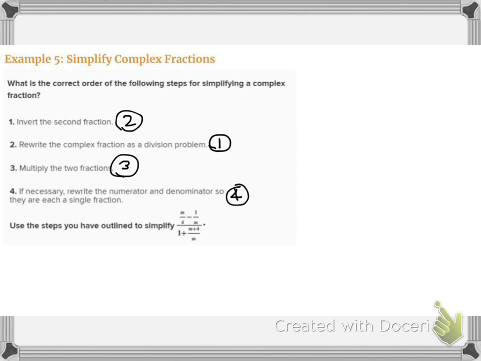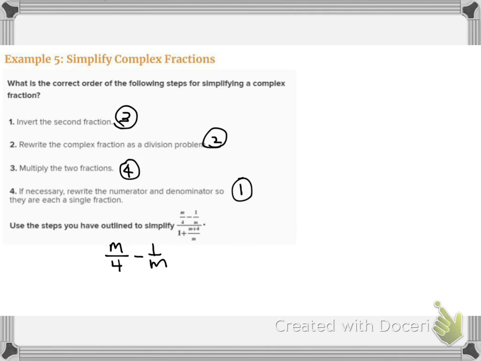Let's tackle this advanced complex fraction problem. I did my steps out of order. We need to rewrite the numerator and denominator so they're a single fraction before we begin. Then we'll rewrite it as a division problem, invert the second fraction, and multiply them together. The challenge is writing as a single fraction.